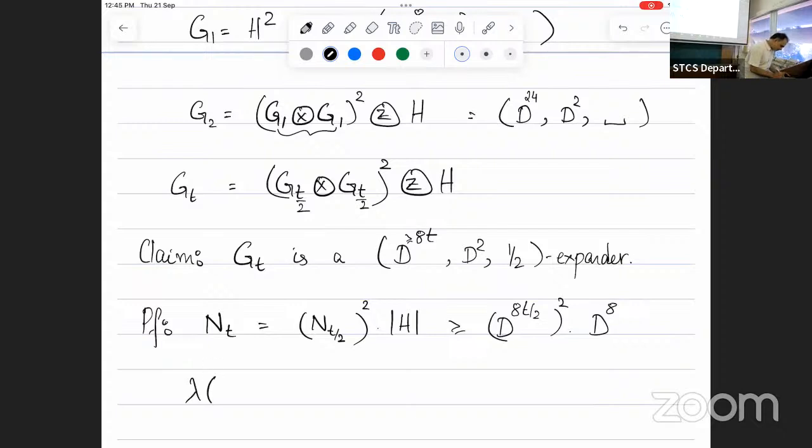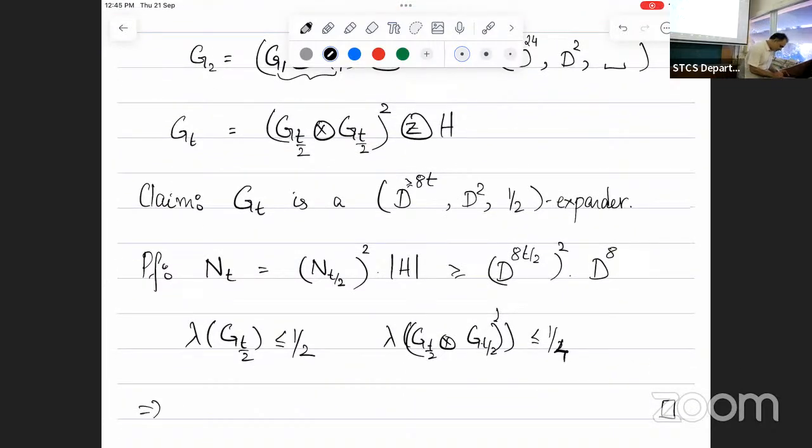So lambda of G_{t/2}, suppose this was at most a half. Then this implies that lambda of G_{t/2} tensor with G_{t/2} is also at most a half, because tensoring does not change the spectral gap, which means when I square this, it is going to become at most a 1/4.